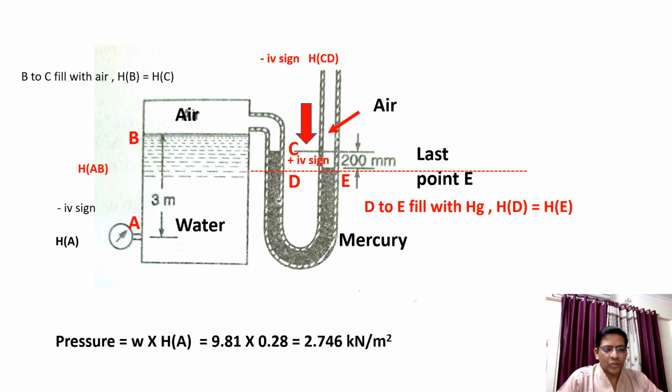Using the hydrostatics law, calculate the pressure or pressure intensity by multiplying it with the unit weight of water: 2.746 kilonewton per meter square. So like this, please remember the application of the hydrostatics law.